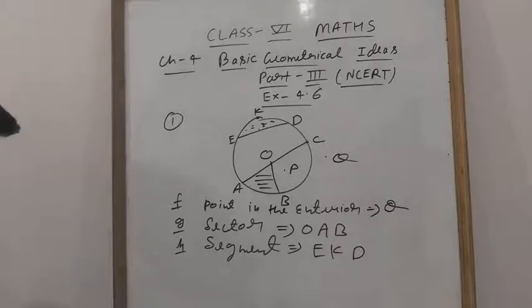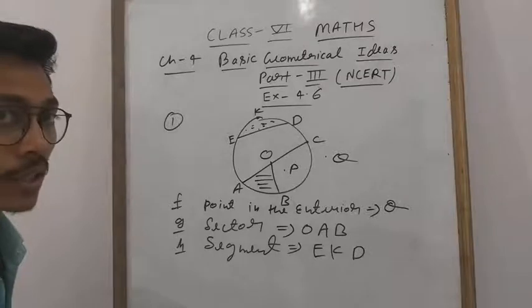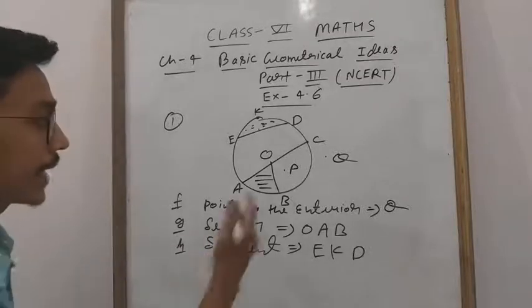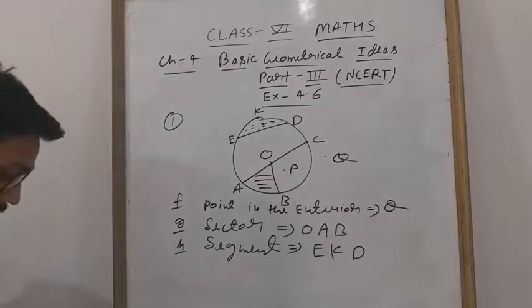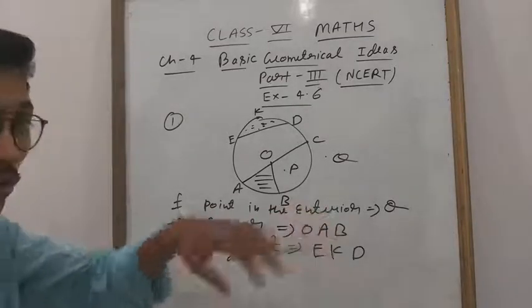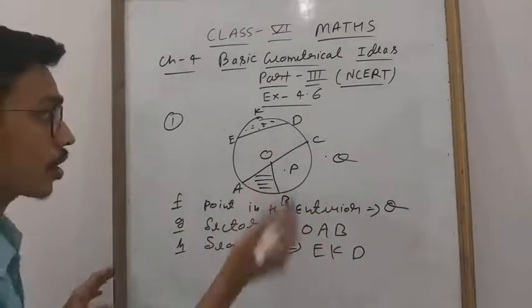Now the second question: is every diameter of a circle a chord? It is given that every diameter of the circle is a chord. We will say yes, every diameter. See, this is the diameter and this is a chord. Next it is given that every chord of a circle is a diameter. Now the question is the opposite: every chord of the circle is a diameter.